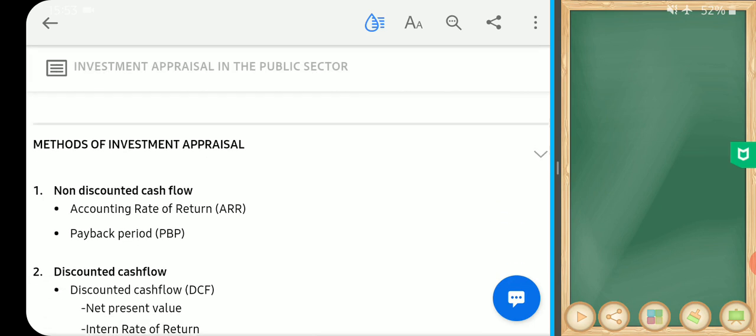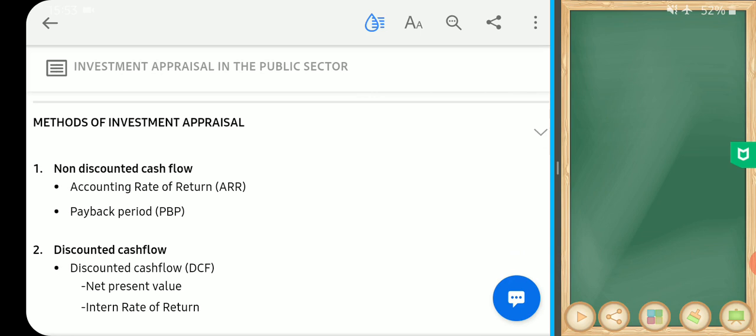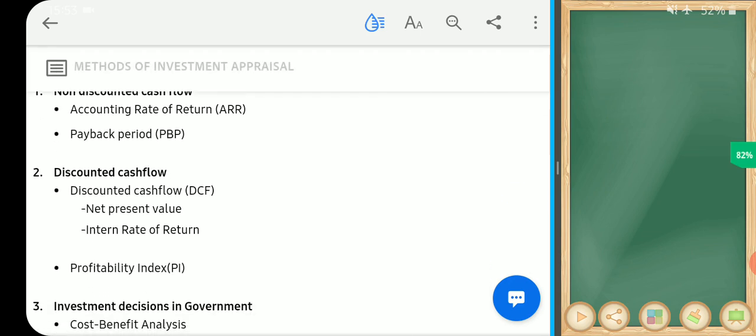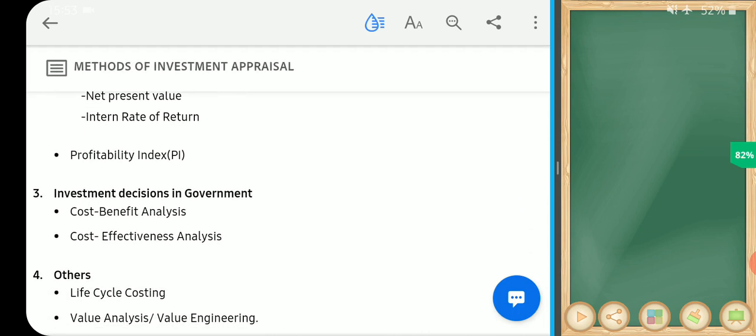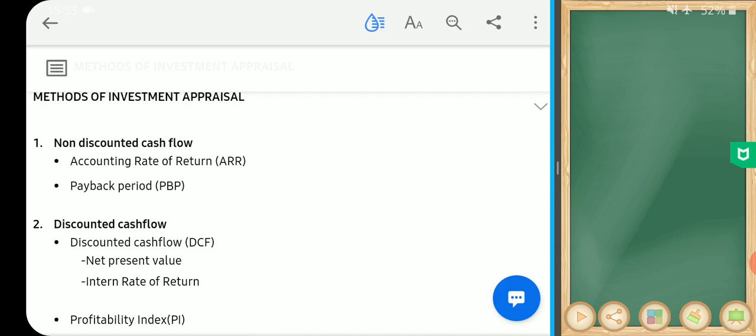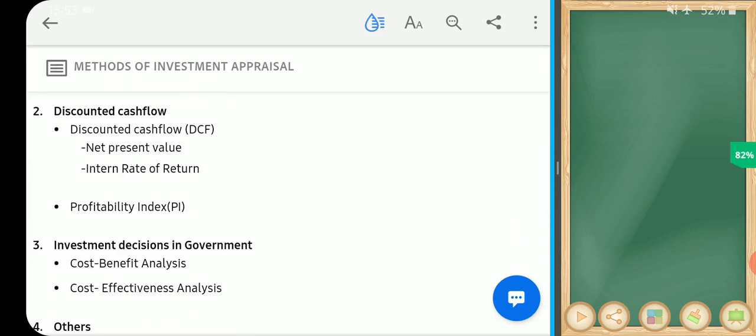Now we have the non-discounted cash flow method, we have the discounted cash flow method, we have the investment decisions in government, and we have others. Under the non-discounted cash flow method, we have the accounting rate of return and the payback period. Under the discounted cash flow, we have the discounted cash flow itself, which is divided into two: net present value and internal rate of return. Then we have the profitability index.